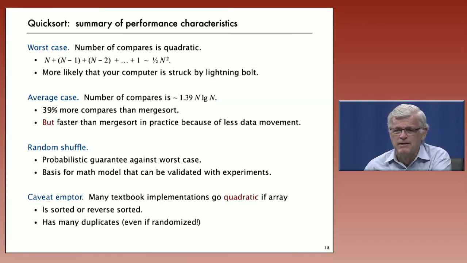Now there are some things that you have to watch out for with Quicksort because the implementation is a bit fragile and it's easy to make mistakes, and you'll find textbook implementations or implementations out on the web that wind up running in quadratic time in certain situations. You have to be a little bit careful of that. Even if everything is randomized, if there's lots of duplicates and the implementation's not done quite right, Quicksort might take quadratic time.